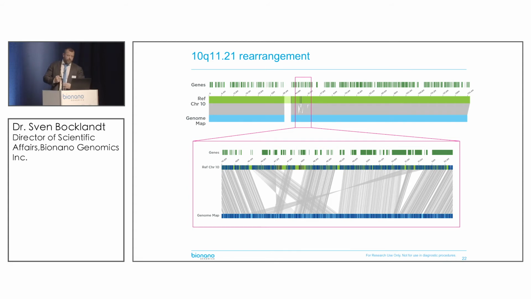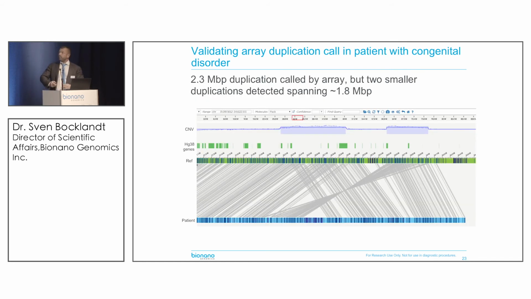Now, there's really also direct clinical cases. Let's say you have a microarray call and you call a large duplication. It's important to know what happened to that duplication. Is it in tandem and disrupts a gene? Is it somewhere else in the genome and creates a gain of function? Bionano can show you that.